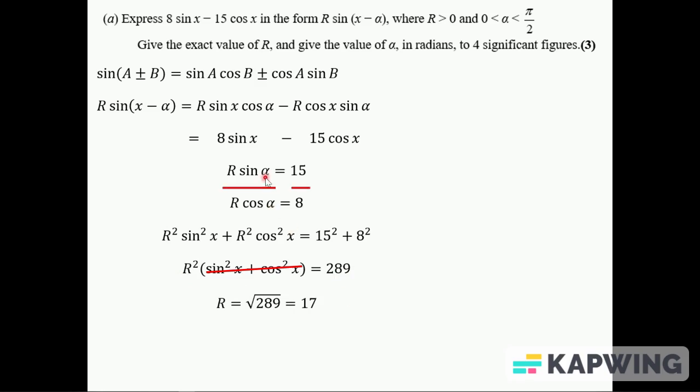If I divide the two equations, I'll have R sin alpha over R cos alpha. Those R's cancel, so I'll just have tan alpha equals 15 over 8. I'm going to do tan to the minus 1, in radians, 4 significant figures. I get 1.081.